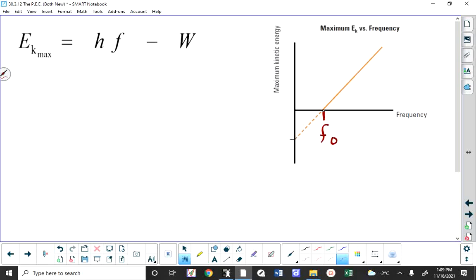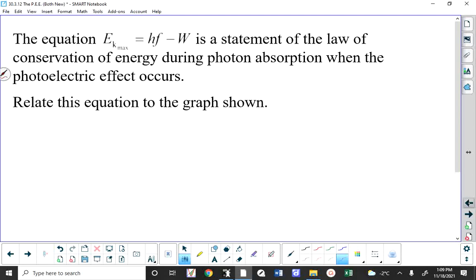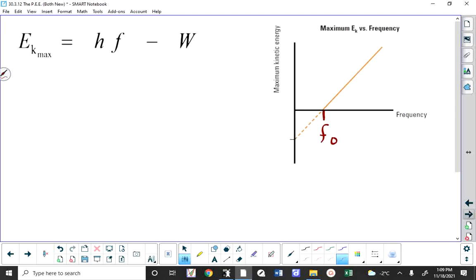So what we are asked to do is compare this physics equation to the equation of that line, because it says just relate the equation to the graph. There's lots of information on the graph that connect to the photoelectric effect. Well, this is a straight line, which means it must obey y equals mx plus b. And the graph doesn't go through the origin.